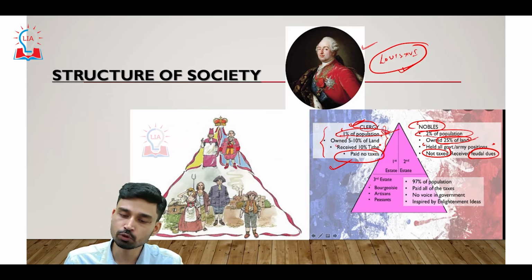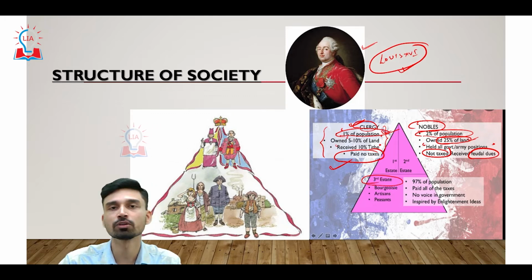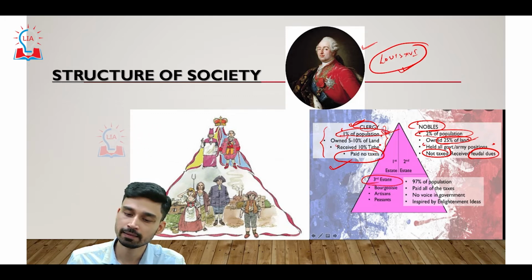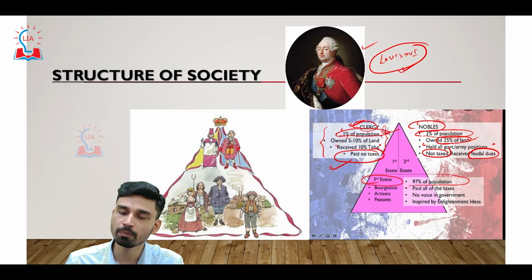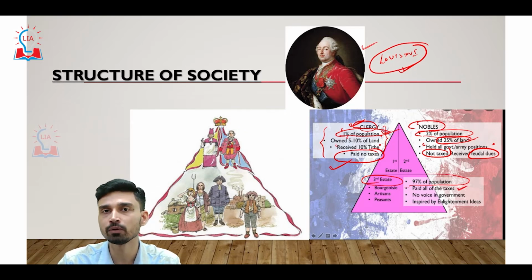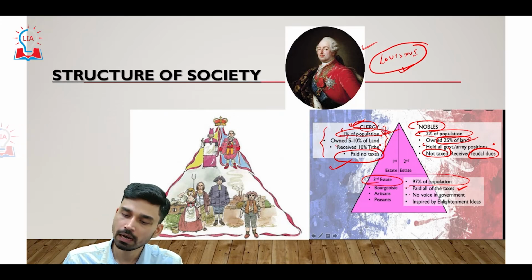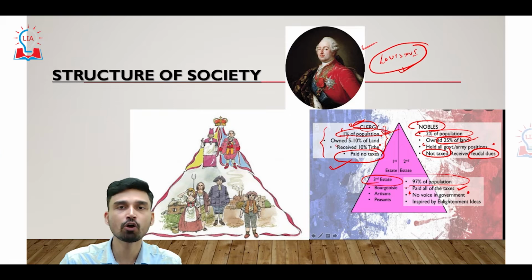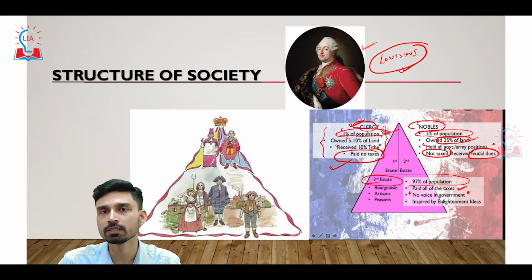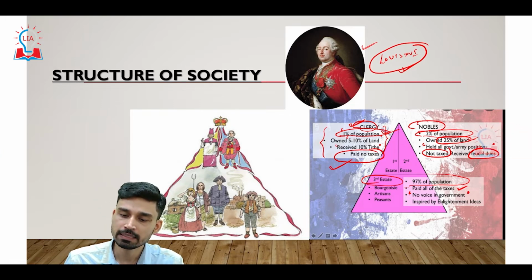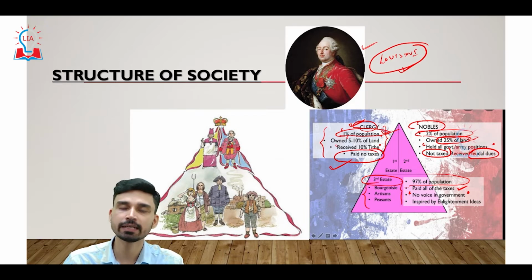Now, at the bottommost level, we have the third state or third section of French society that makes up 97% of the total population. They were the ones who had to bear the brunt of all the taxes which they had to pay to the kingdom, the royal family, as well as the nobles and the clergy. Apart from that, they did not have any representation or any voice in the government and the policy making of the government. And this section was made up of three different categories of people.